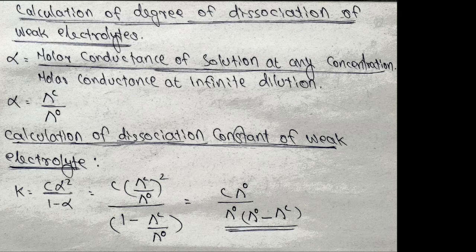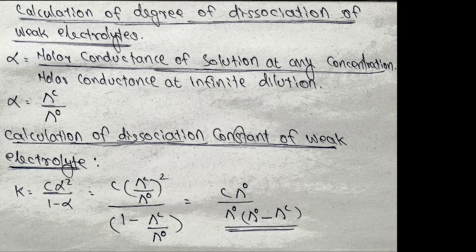Here first we have to discuss calculation of degree of dissociation of weak electrolyte. Degree of dissociation is represented by alpha. Alpha can be calculated by the molar conductance of a solution at a particular concentration divided by molar conductance at infinite dilution. That means alpha equals Λc divided by Λ0. We will solve problems related to this later.